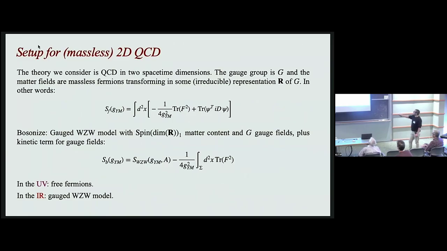And now to be more precise, we are going to bosonize and consider 2D QCD as a gauged WZW model with matter content given by this Wess-Zumino-Witten theory and gauge fields for the group G and a kinetic term for the gauge fields. So in the UV, we have fermions. In the infrared, we have some gauged WZW model. And we do not lose any generality in principle, because we can always translate between fermionized and bosonized theories. So for the rest of this talk, I will really be talking about the bosonic version of the theory.